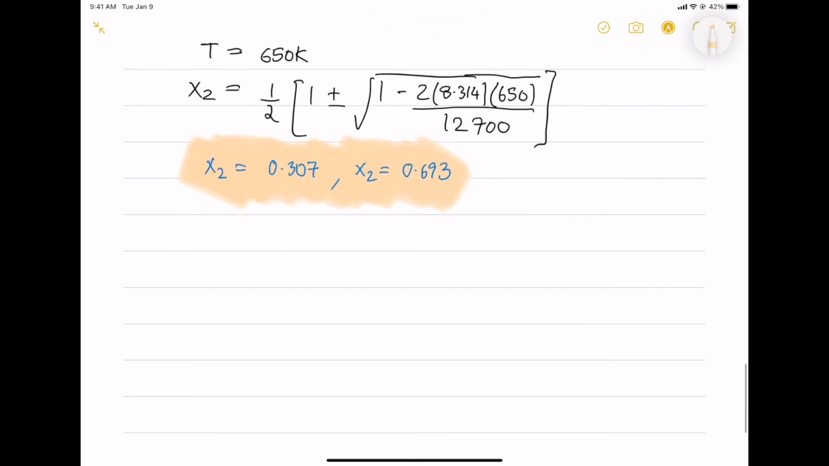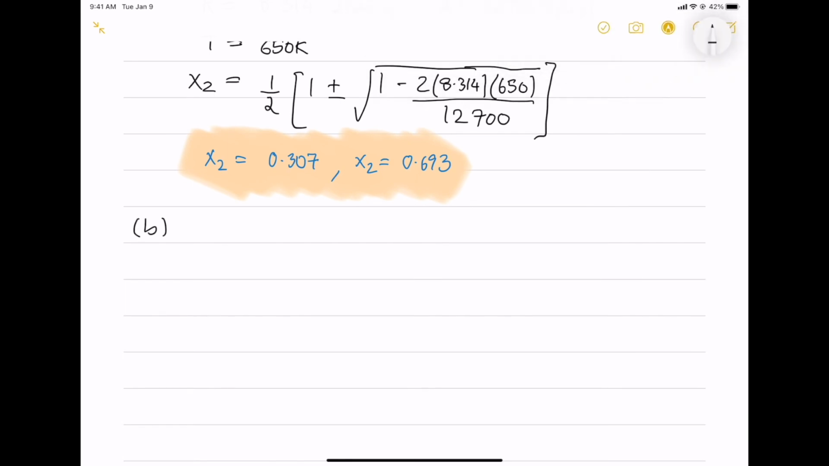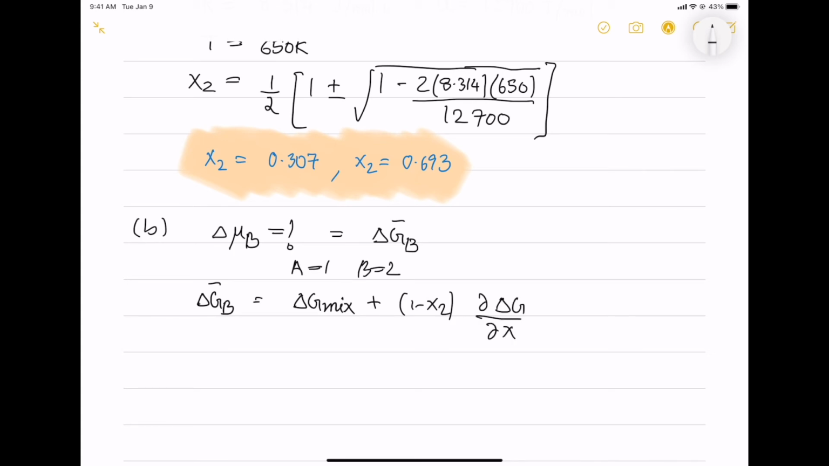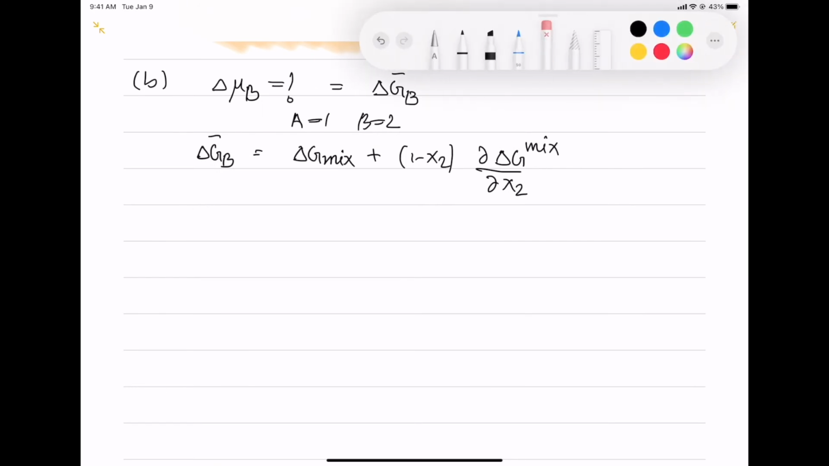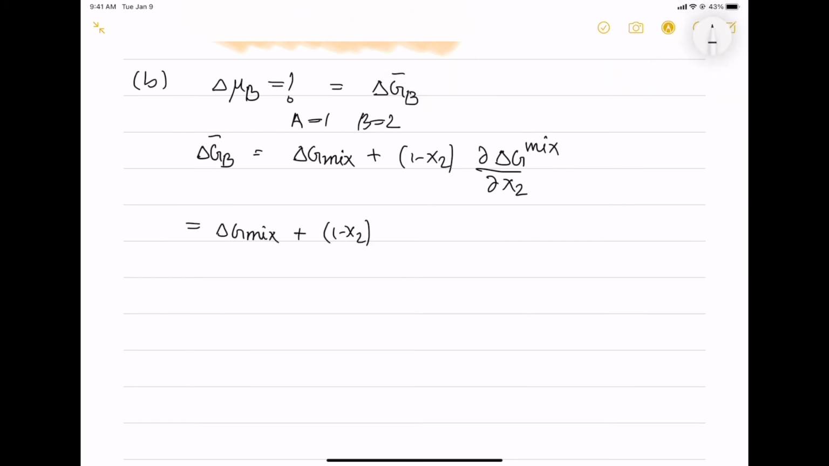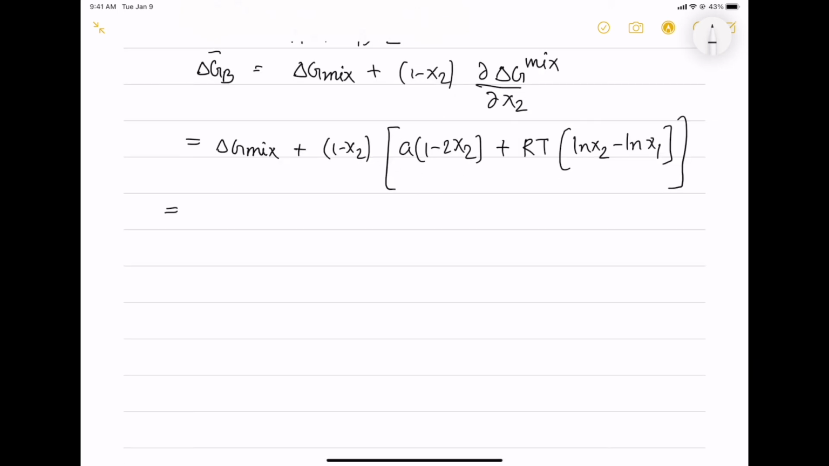Now we go to the second part, B part, where we have to obtain the chemical potential of B. Alright. So we already have differentiated with x2 once. So we will use this equation directly. So that's why I differentiated with x2, so that we have that benefit. Now I'll input that differential here. So this is the first differential of delta G mix with respect to x2.